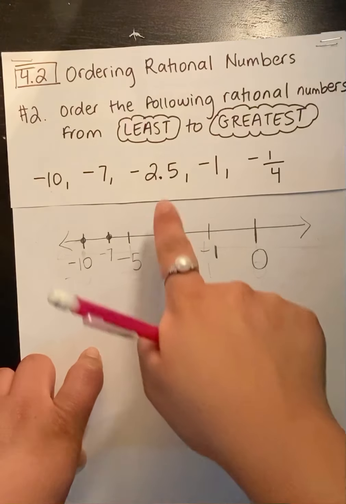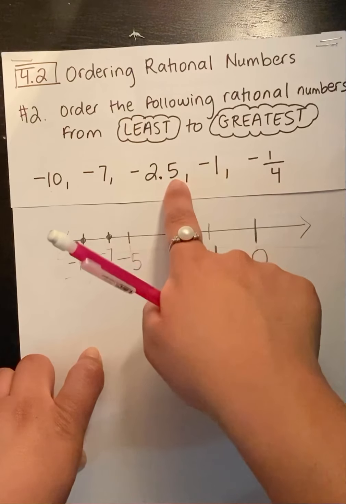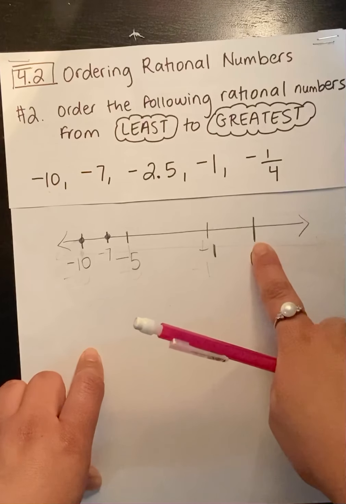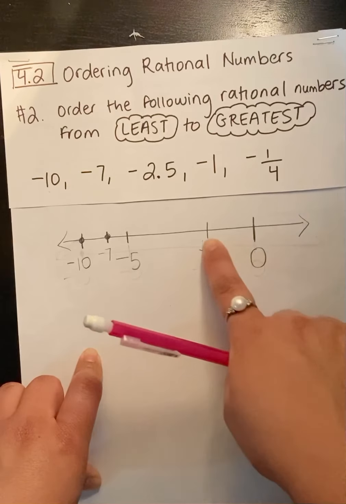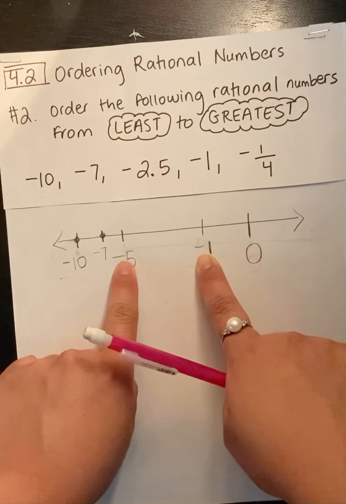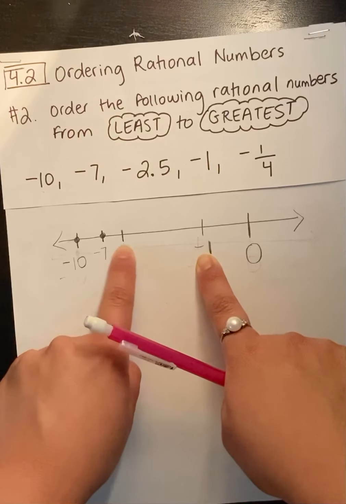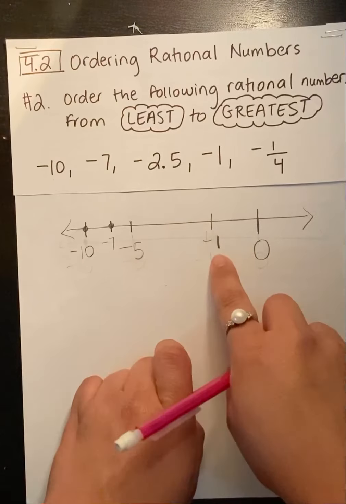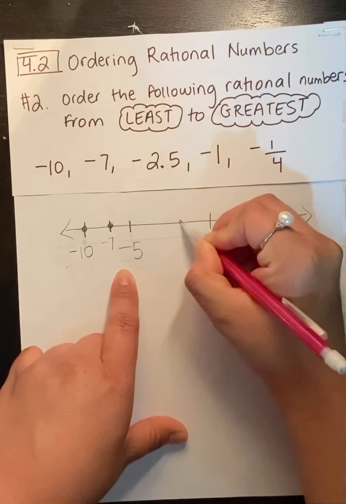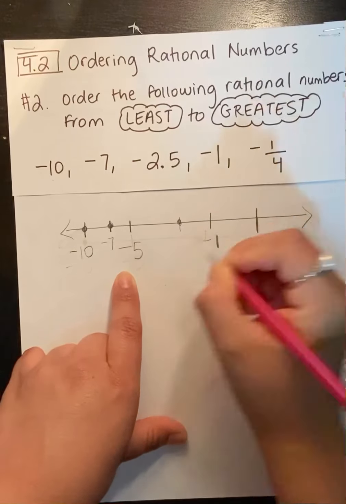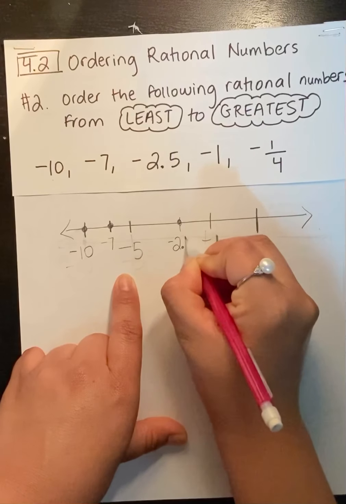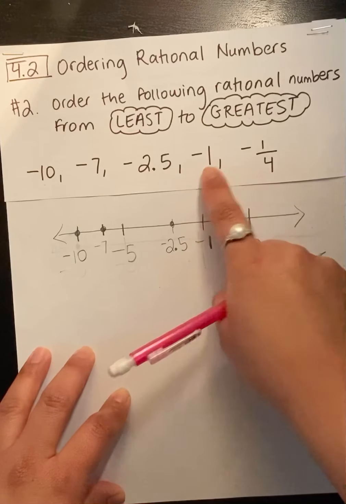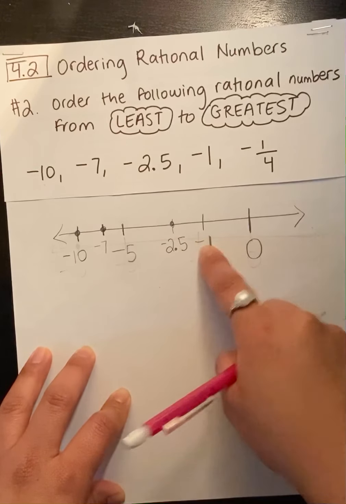My next number is -2.5. I start at 0, and I know that -2.5 will be further to the left than -1. But it will be to the right of -5. -2.5 will be in between -1 and -5. So I can write my tick mark here and write -2.5. My next number is -1. -1 I happen to have on my number line already.